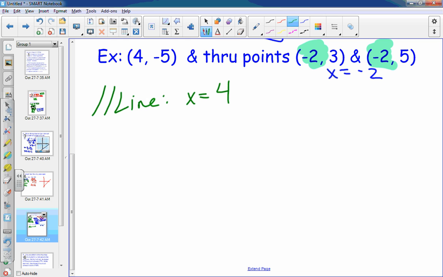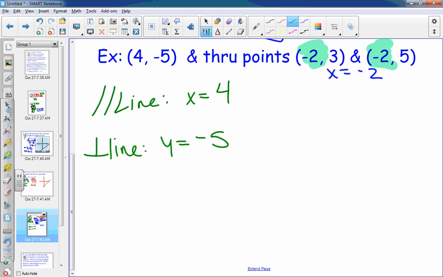It has to be 4 because I'm going through that point. You have to go through the point. Now, what's perpendicular to a vertical line? Perpendicular means opposite, so the opposite of vertical is horizontal. Opposite of x is y. So y has to equal what here? -5.